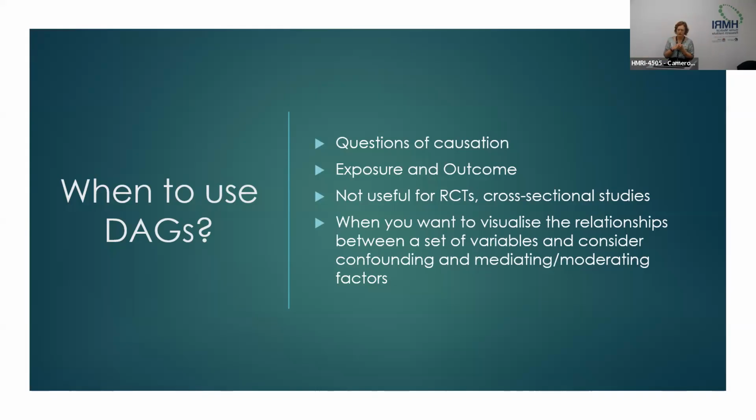So it's not so useful for RCTs because then you can just use your basic chi-square test, because you've dealt with all your confounding by the structure of the RCT. And it's not that useful in cross-sectional studies, although you can use it, I have, but it's not great. So it's useful when you want to visualize your relationships between a set of variables and you want to consider the confounding and the mediation or the moderating factors.